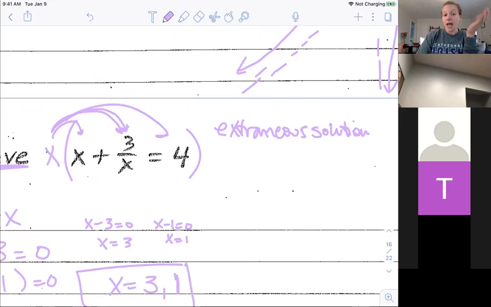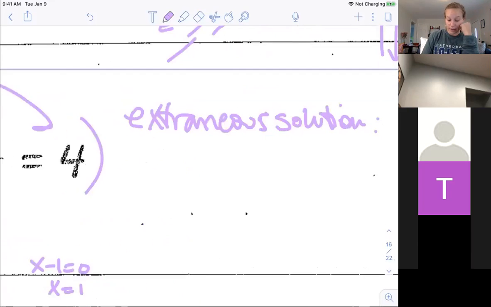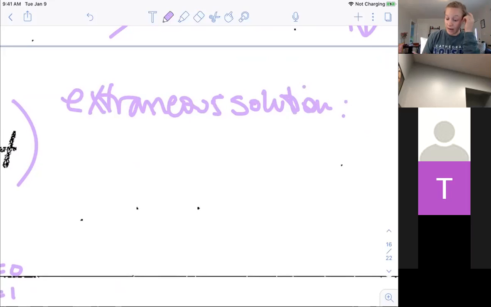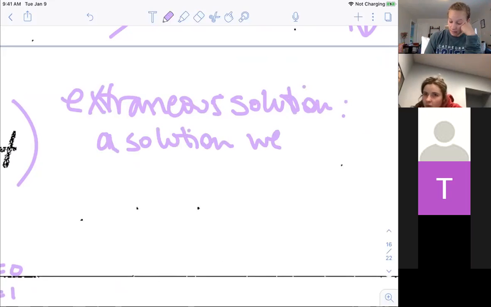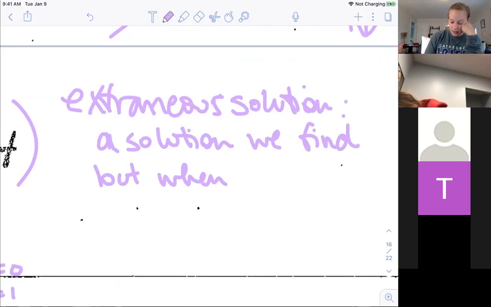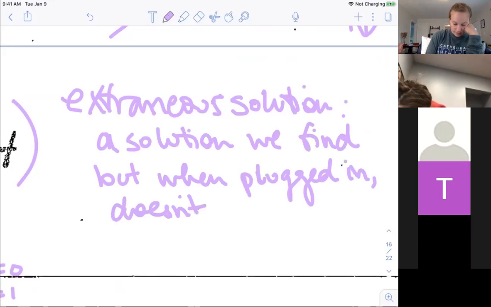It's basically, if I were to plug this back in, it doesn't make my equation work. So I have a not very mathematical, serious definition, but this is what I think of. It's a solution we find, a solution that we found when we solved, but when plugged in, doesn't work.